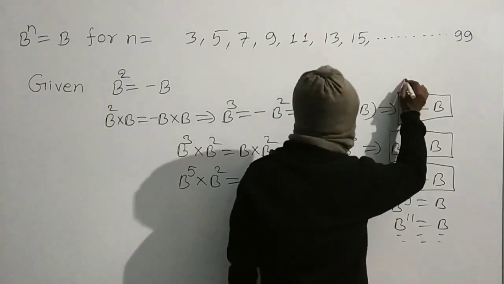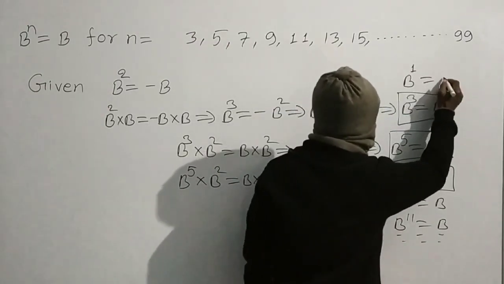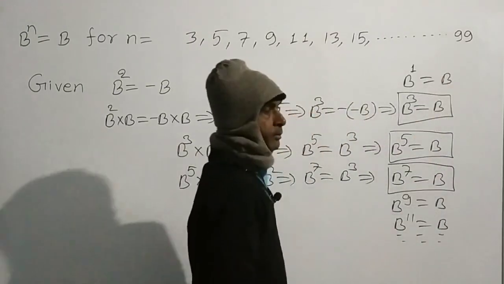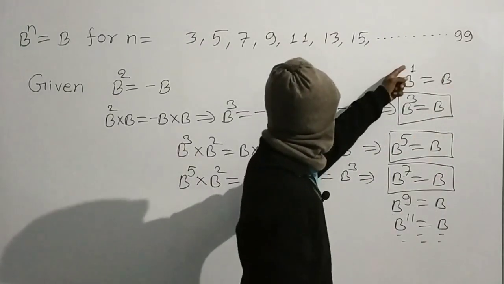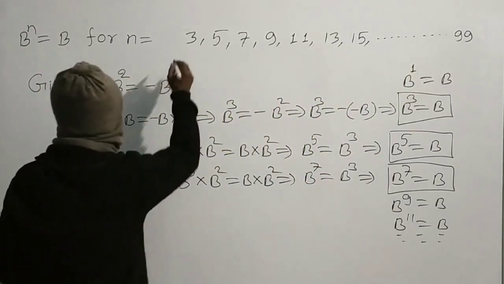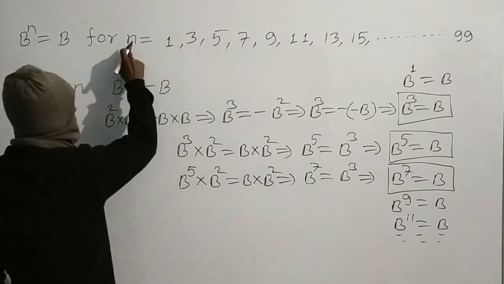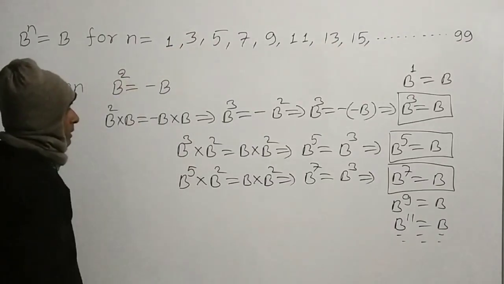But we know that B to the power 1 will also be equal to B. That means 1 will also satisfy this equation. Therefore, 1 will also be one value of n.